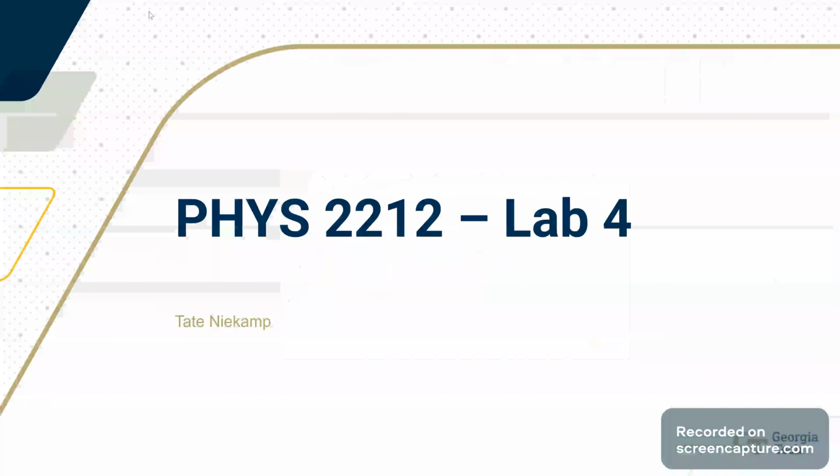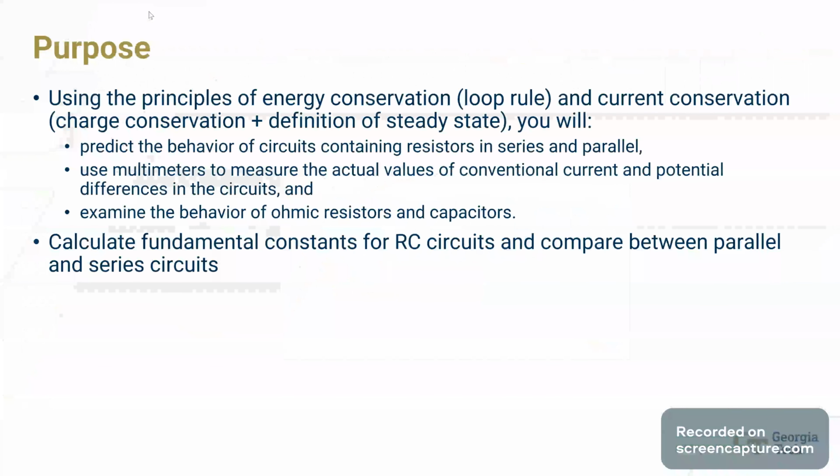So the introduction. The purpose of this lab is to use the principles of energy conservation and current conservation to predict the behavior of circuits containing resistors in series and parallel, to use multimeters to measure the actual values of conventional current and potential differences in the circuits, and examine the behaviors of ohmic resistors and capacitors. So basically, I'm going to calculate fundamental constants for RC circuits and compare between parallel and series circuits.